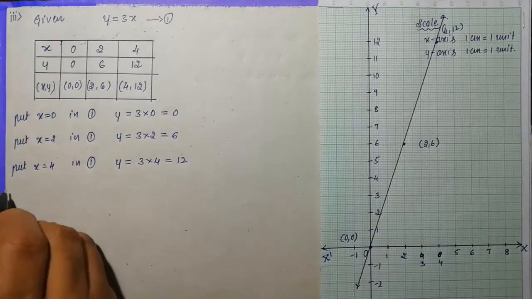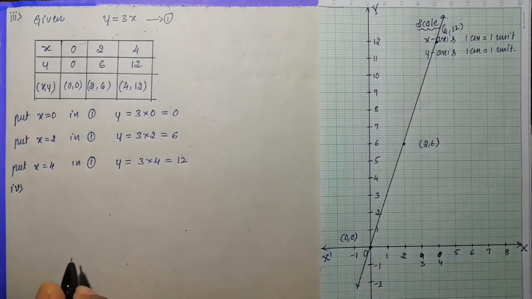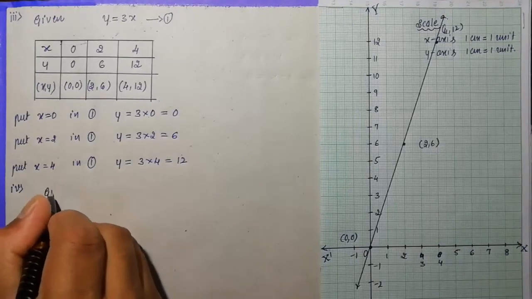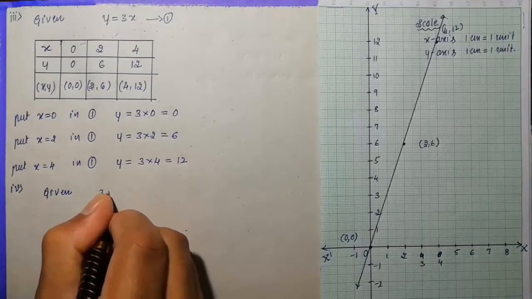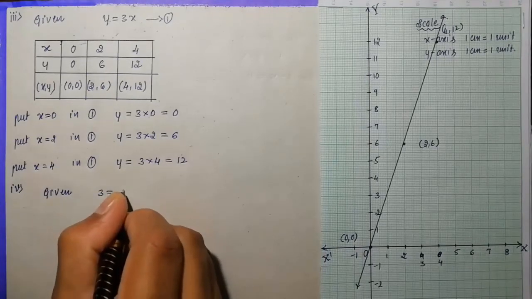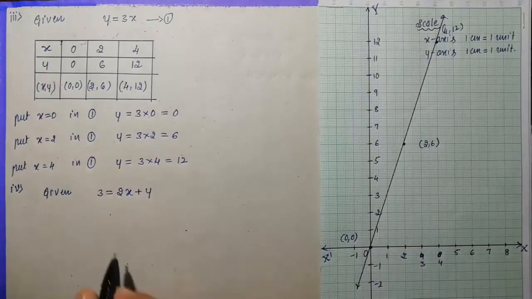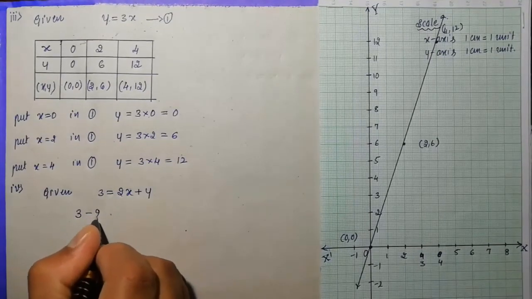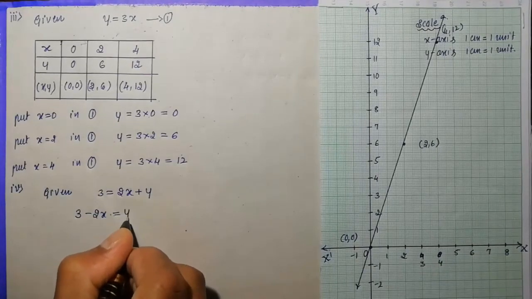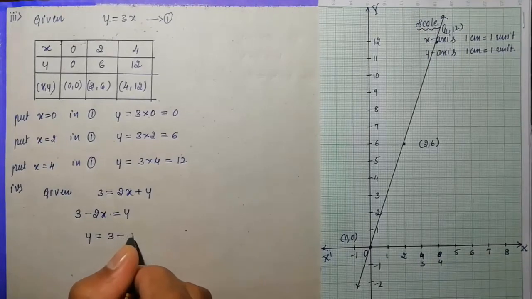Now I will give you a hint for the fourth one. Look at the fourth equation. The given equation is 3 is equal to 2x plus y. It is better to shift 2x towards the left side. 3 minus 2x is equal to y. I'm going to reverse this equation: y is equal to 3 minus 2x.